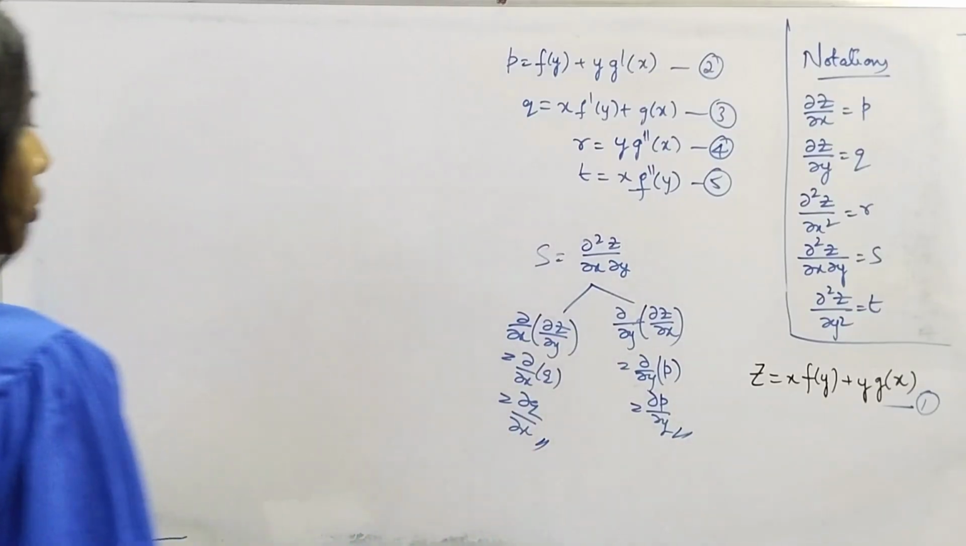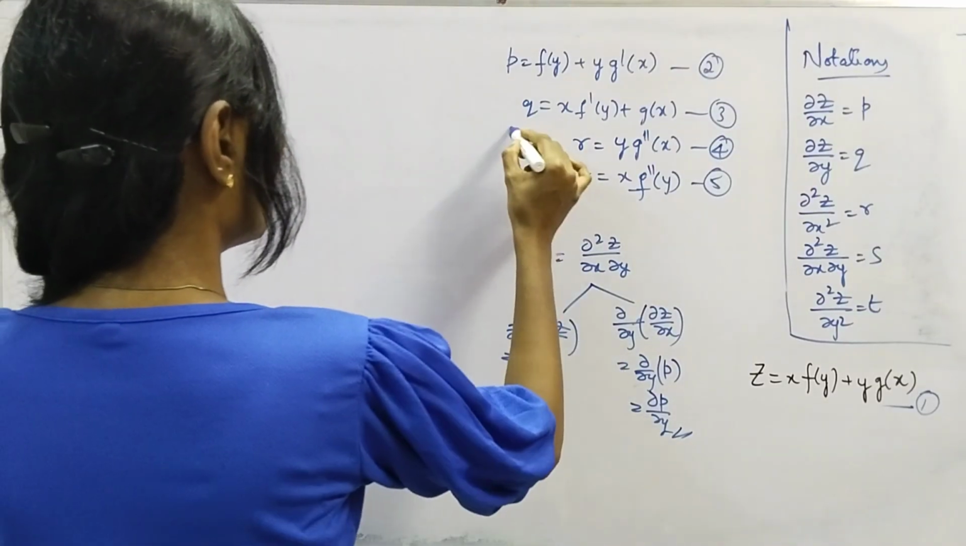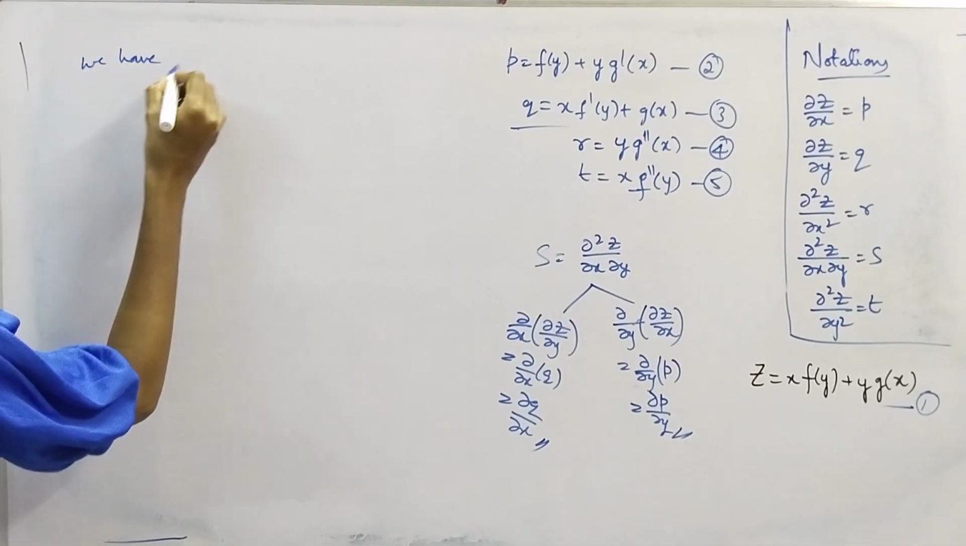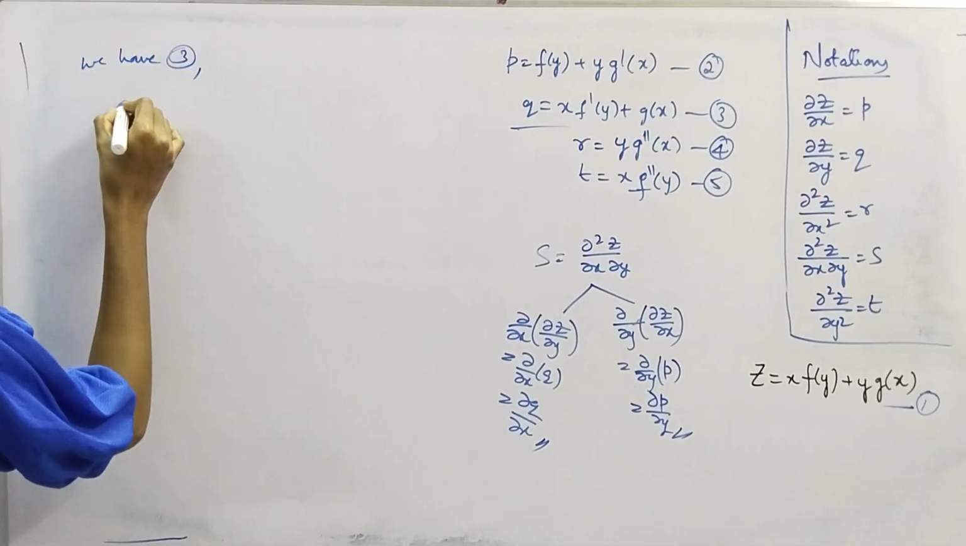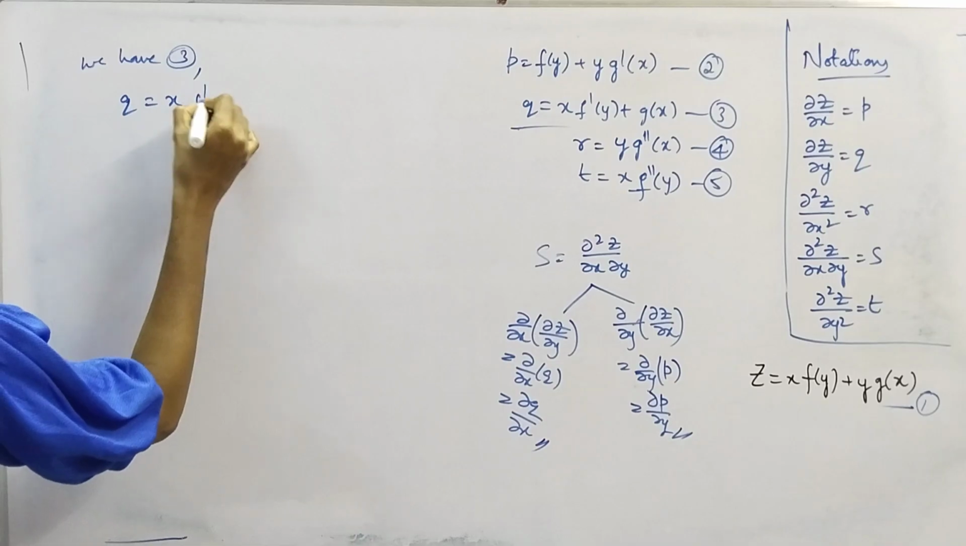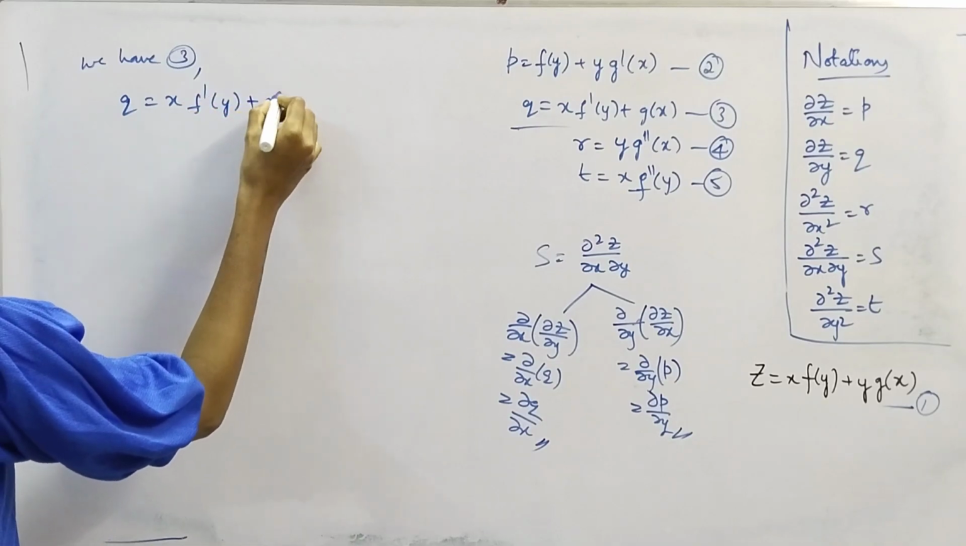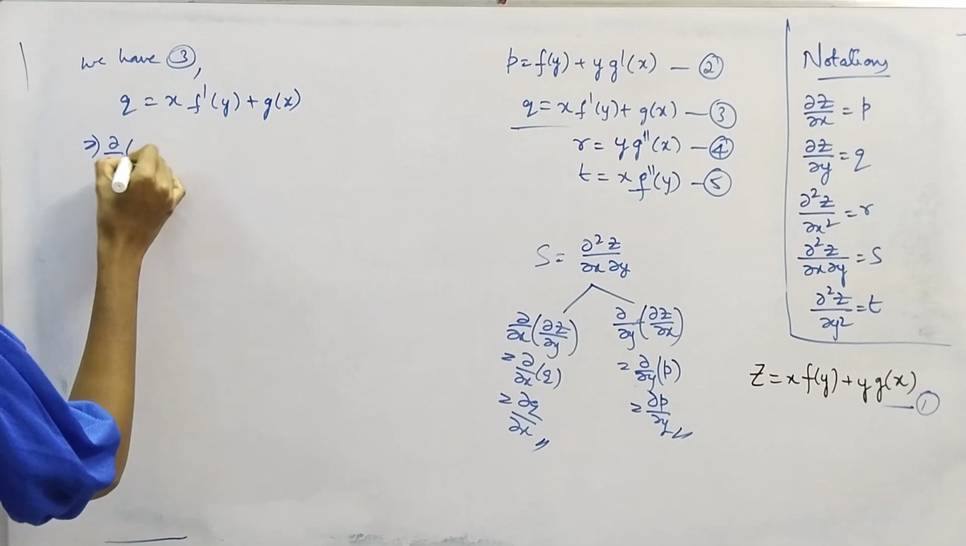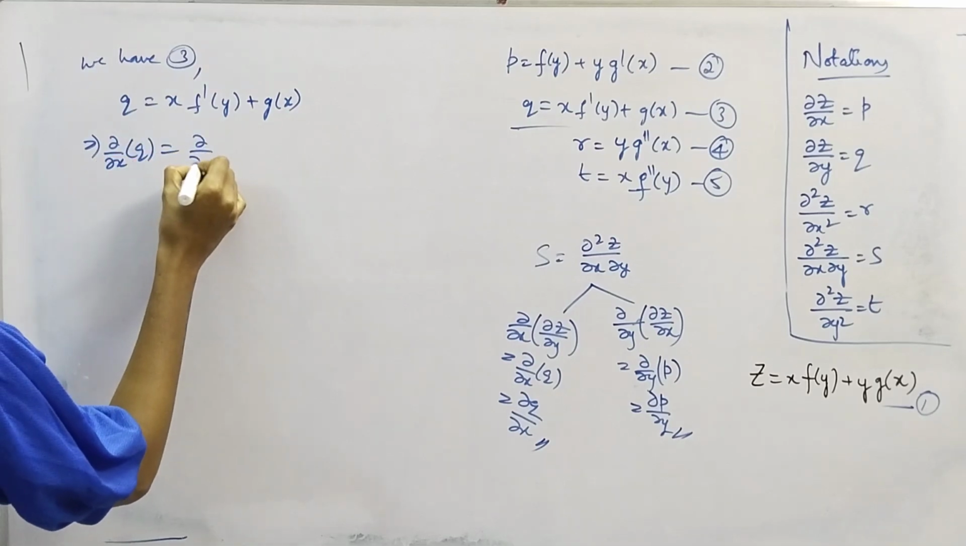I'm going to try with the equation involving q. We have 3: q equal to x into f dash of y plus g of x. Now I'll partially differentiate with respect to x.